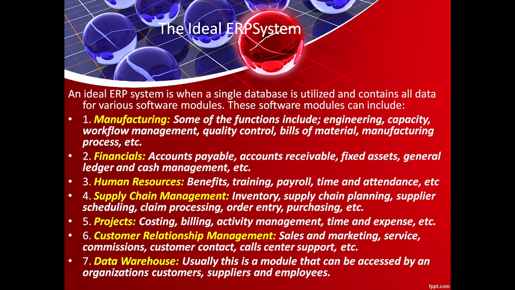So an ideal ERP system is when a single database is utilized and contains all the data for various software modules. And these software modules will be manufacturing, financials, human resources, supply chain management, projects, customer relationship management, data warehouses. Now manufacturing will include engineering, capacity, workflow management, quality control, bill of material, manufacturing process. Financial will include accounts payable, accounts receivable, fixed assets, general ledger, cash management.